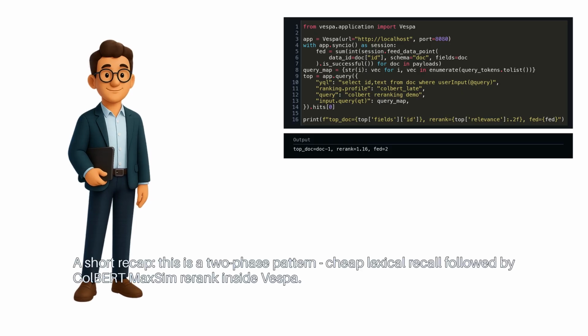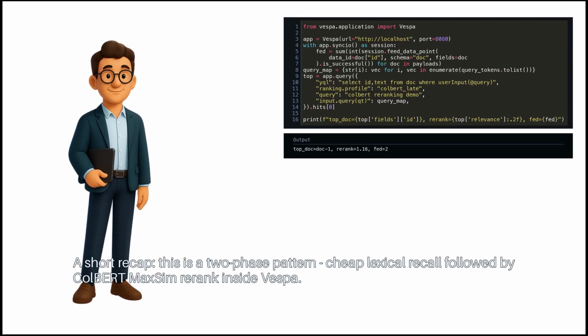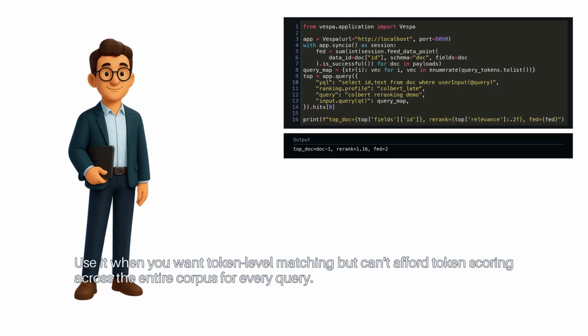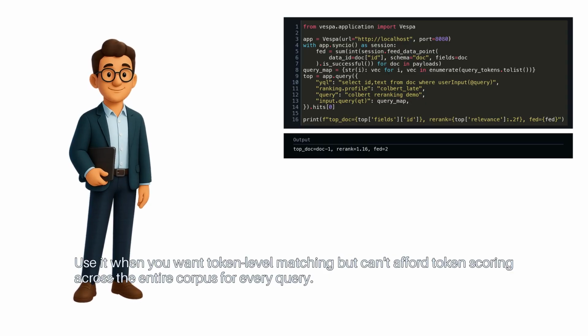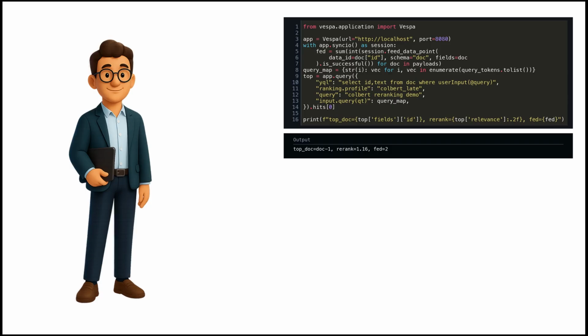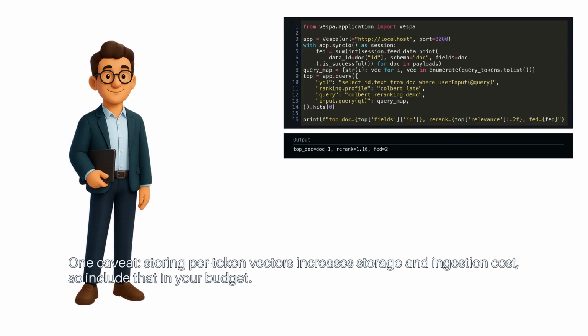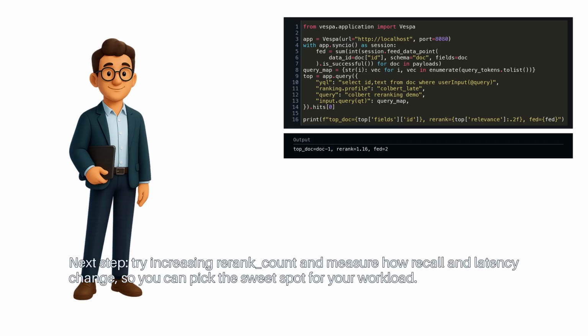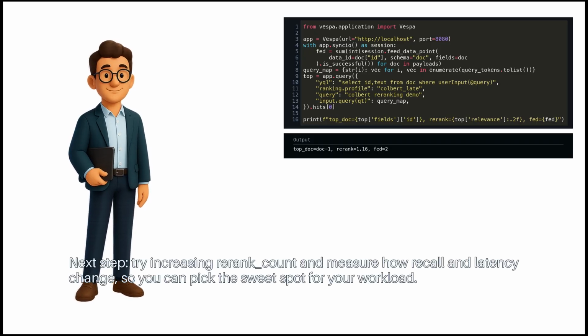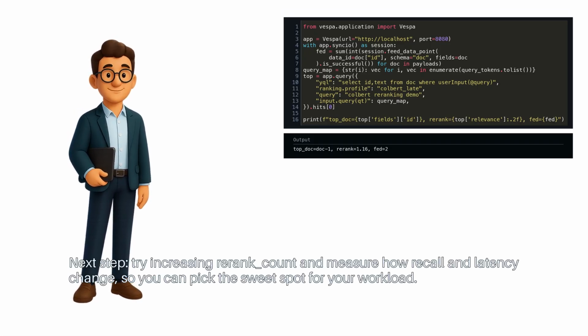A short recap. This is a two-phase pattern: cheap lexical recall, followed by ColBERT MaxSim rerank inside Vespa. Use it when you want token-level matching, but can't afford token scoring across the entire corpus for every query. One caveat: storing per-token vectors increases storage and ingestion cost, so include that in your budget. Next step: try increasing rerank count and measure how recall and latency change, so you can pick the sweet spot for your workload.